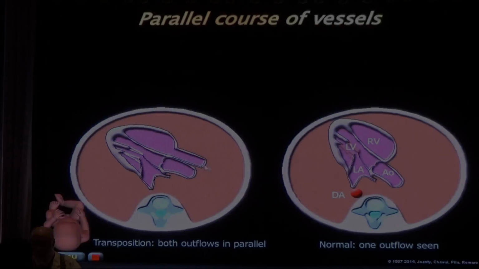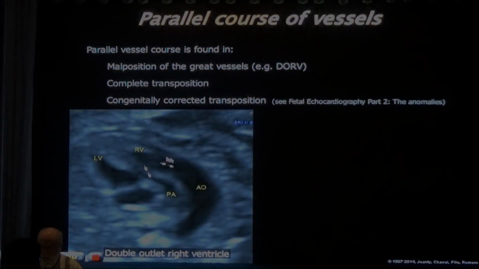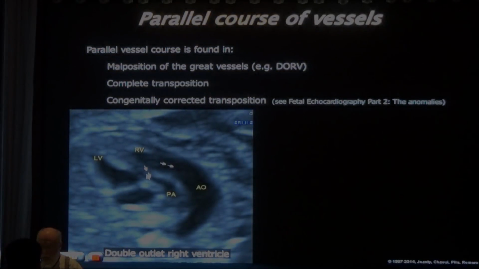Now, sometimes you have the two vessels in parallel, as you can see over here. So this is transposition of the great arteries, very different from what you see in the normal left outflow tract. So here we have the aortic arch. And underneath the aortic arch, much thinner here, we have the pulmonary arch. Okay, we have the ductal arch over here. Now notice that both the aorta and the pulmonary are arising from the right ventricle. So we have a double outlet right ventricle, and we have a transposition of the great arteries at the same time.